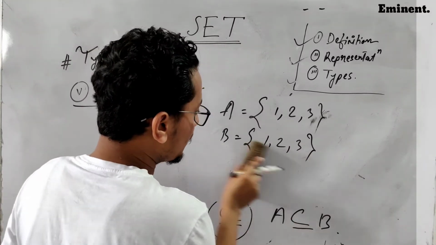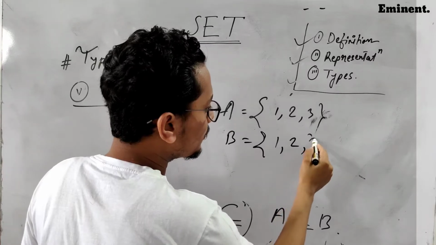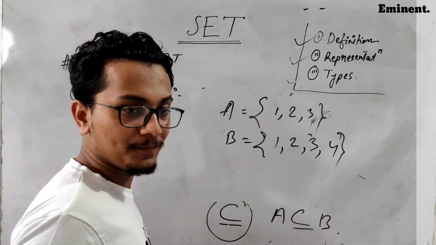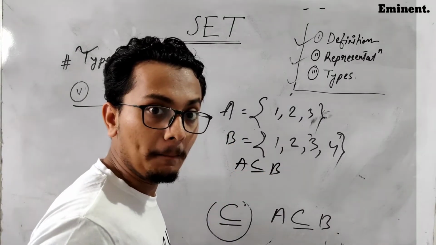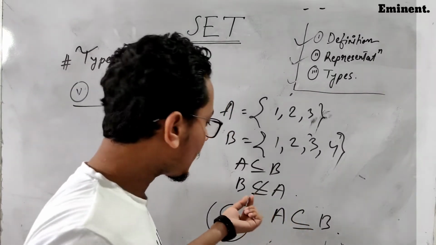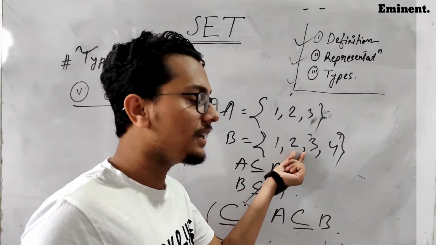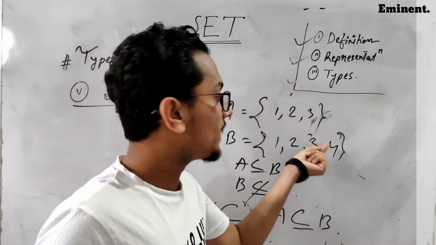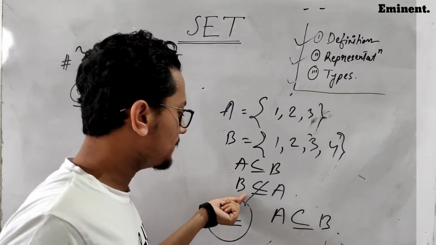Now, for example, B contains the elements 1, 2, 3, 4. Then in this case, A is a subset of B, yes, but B is not a subset of A. You can't write B is a subset of A since all the elements of B are not there in A. All the elements, that is 1, 2, 3, 4, but in A only 1, 2, 3 are there, 4 is not there. That's why you can't write B is a subset of A.